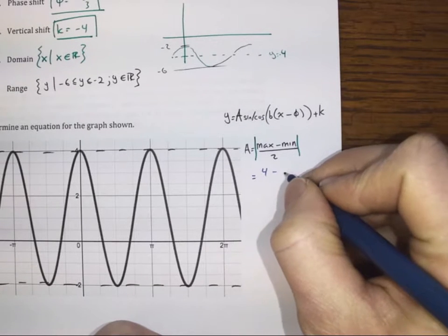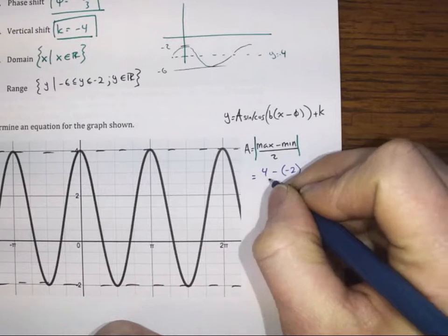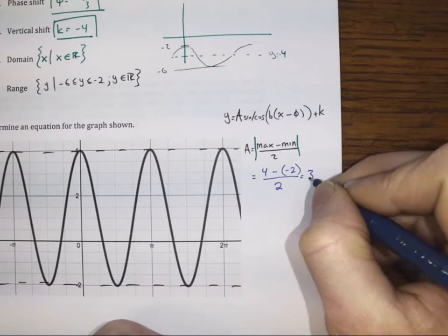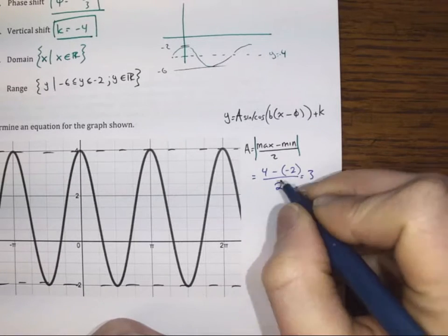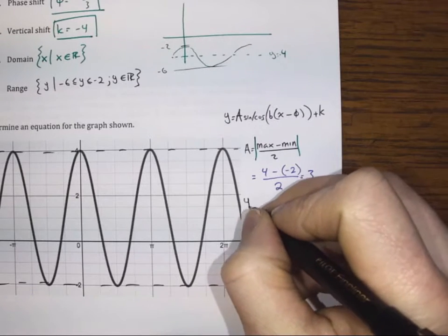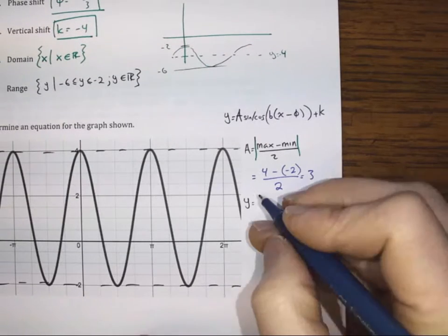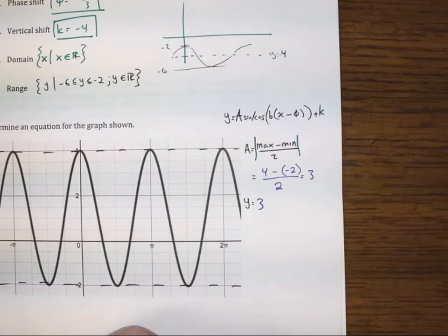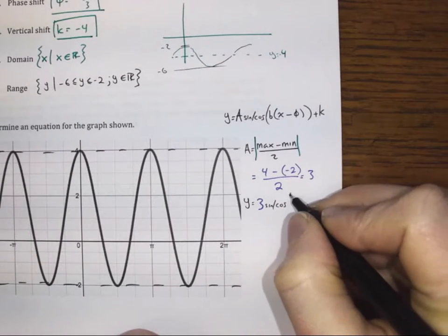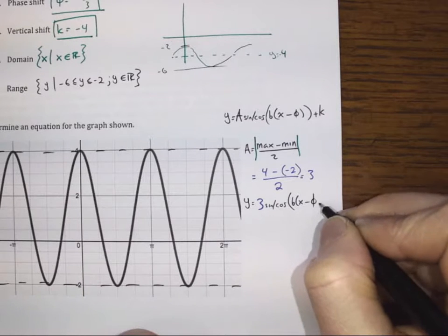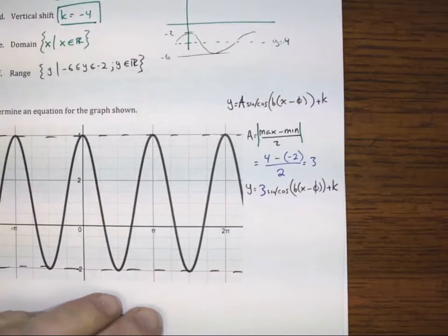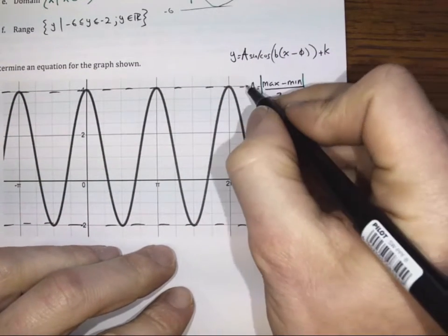Okay, so our max is 4, and we're going to take away negative 2, and then we're going to divide that all by 2. So it's going to give us 6 over 2, which is 3. So that means we can rewrite this equation with a 3 in place of a. And we'll still leave a sine slash cosine, and we'll choose that later. Bx minus phi plus k. And so we can think of that being step 1.